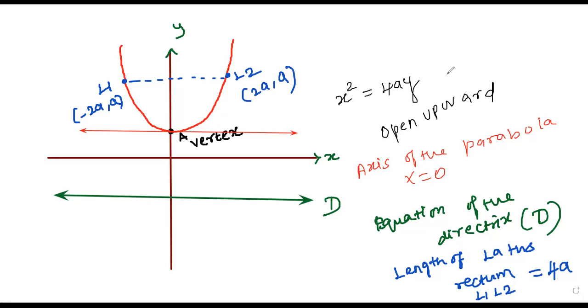I get it. So a is the value in 4ay, whatever that is, and the distance between these two points would be 4a, the length of the latus rectum. An equation of the directrix for this parabola, I have drawn in the negative y axis, isn't it? So I'll assume this is y equals negative a. This is my equation of directrix. Then what about the focus? Focus would be 0 comma a.